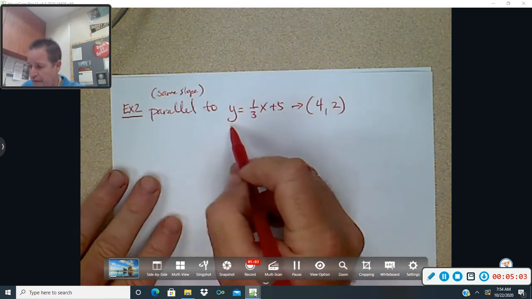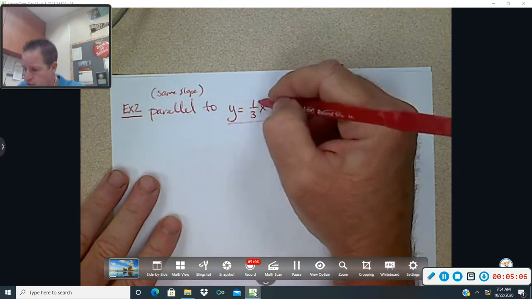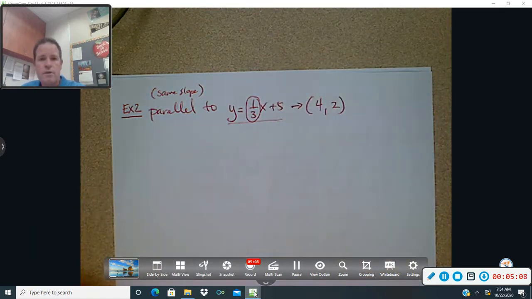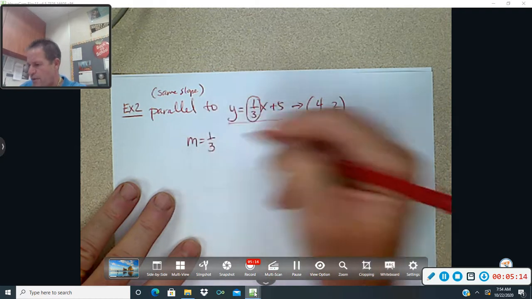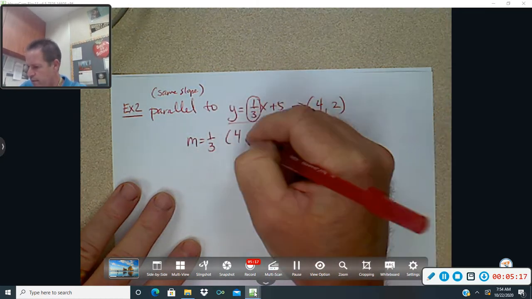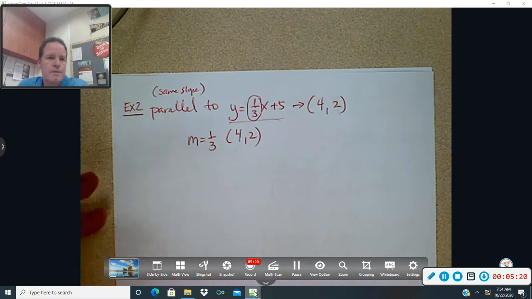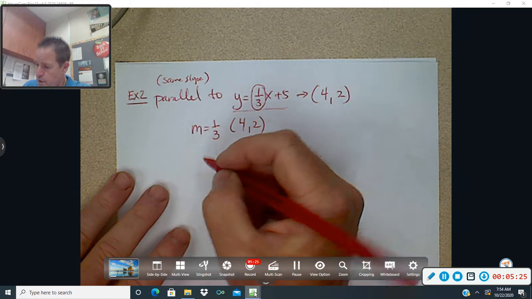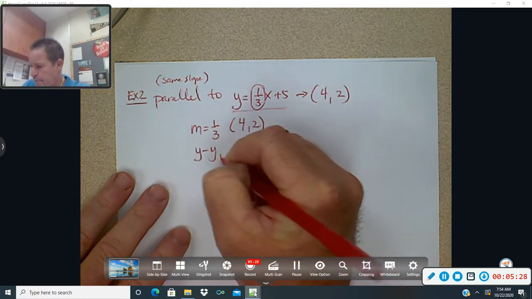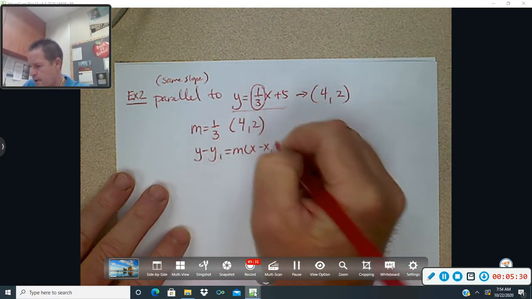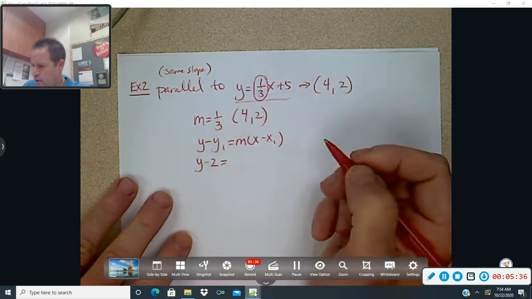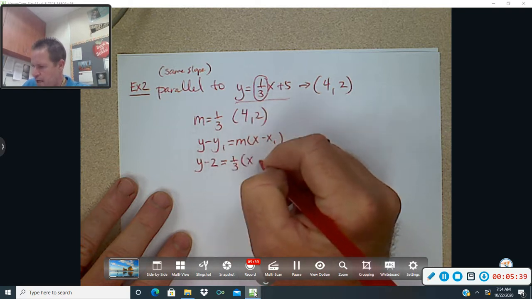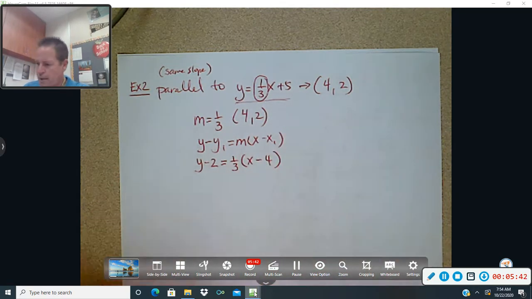So now we've got to look at the equation they gave us. What is the slope? Well, the slope is 1/3. To be parallel, you're going to have the same slope. So our slope is going to be 1/3, and we're going to pass through the point 4, 2. This is the same work that you've been doing all week long now. So put it into point slope form first. Y minus y1 equals m times x minus x1. So we're going to have y minus 2 equals 1/3 times x minus 4. That'd be point slope.